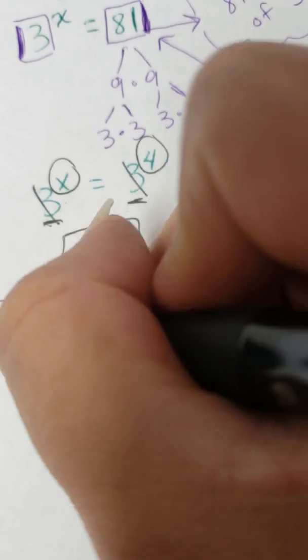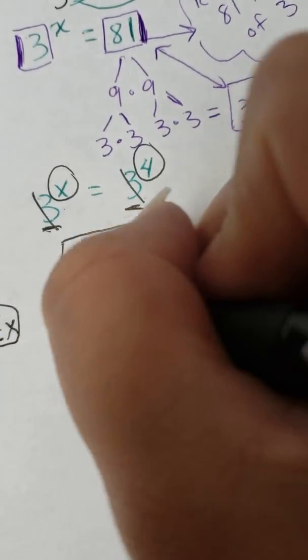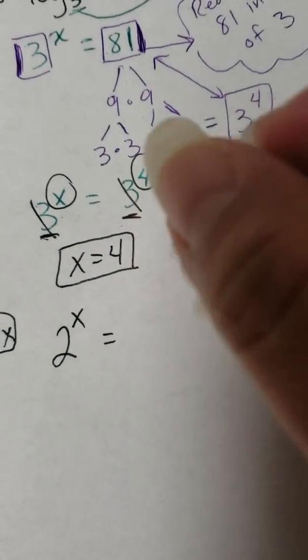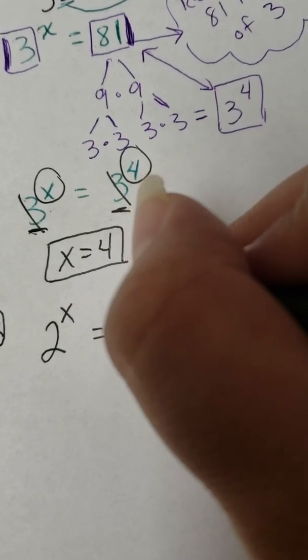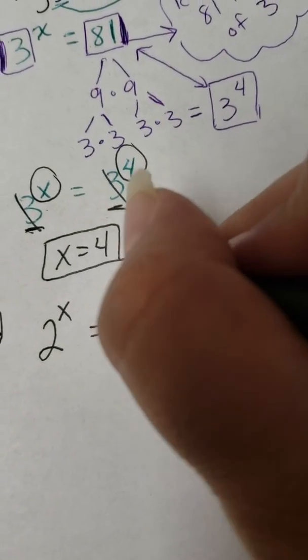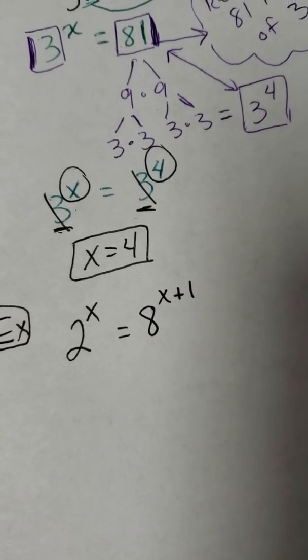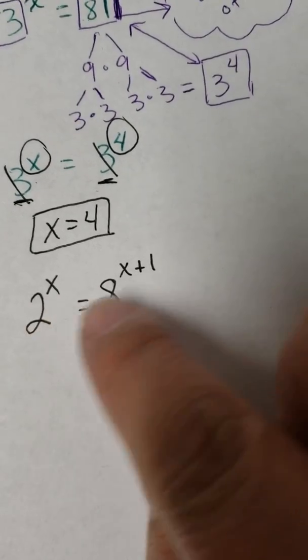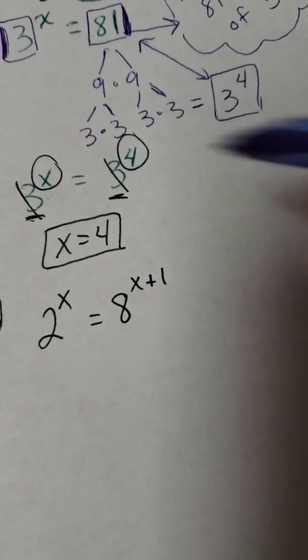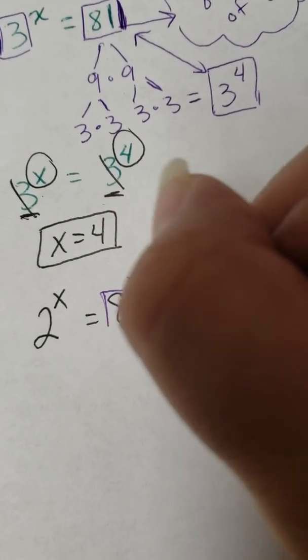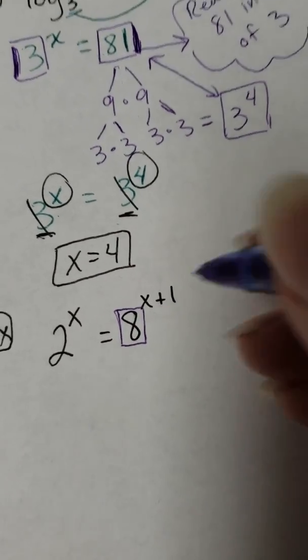Let's say I had 2 to the power of x is equal to, let's do something kind of simple. Let's do 8 to the power of x plus 1. I'm kind of teaching you a little bit of exponentials, but that's okay. So obviously, again, the bases are different. So I'm going to have to change this 8 right here, okay?